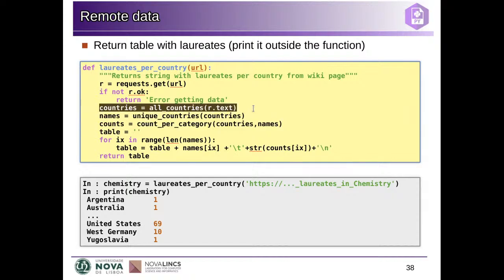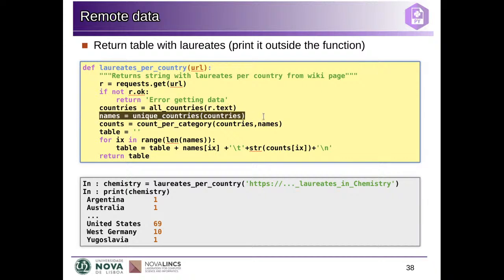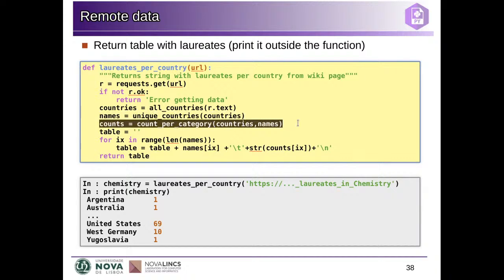So we get all the countries, the complete list of the countries. We get the names in alphabetical order, only the unique names in the countries. We count how many times each country appears in those names. And now we're going to build the table.